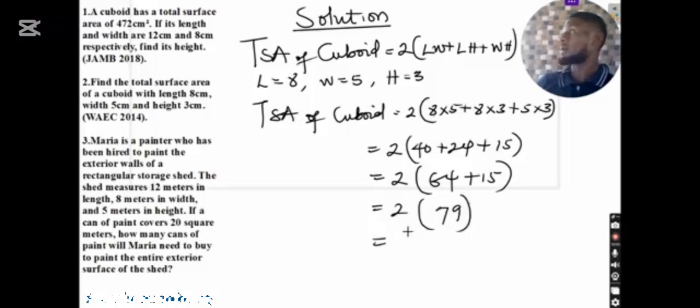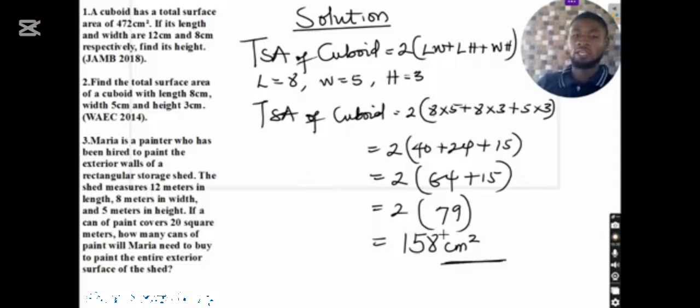Now 2 multiplied by 79 is 158 centimeter squared. Are you thinking of where we got this centimeter? Remember that we have centimeter times centimeter, which is centimeter squared here. So centimeter squared plus centimeter squared plus centimeter squared is just centimeter squared. We're going to have 158 when we multiply it by 2. So we have 158 centimeter squared. And that is the total surface area of the keyboard.